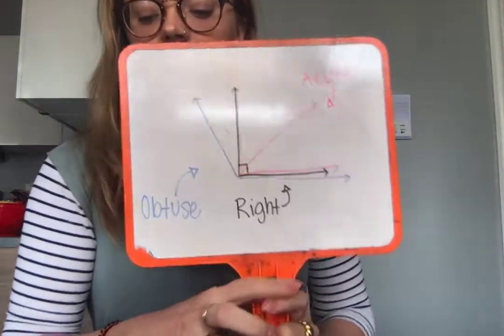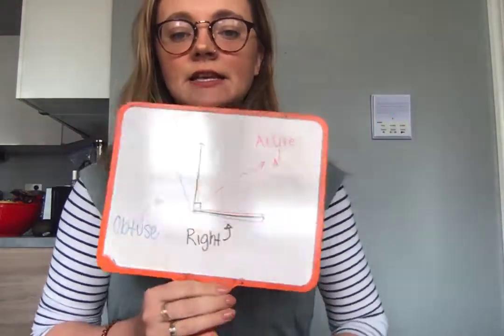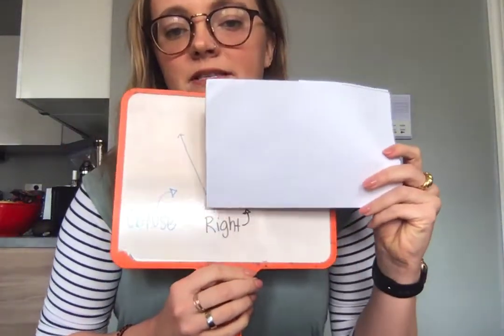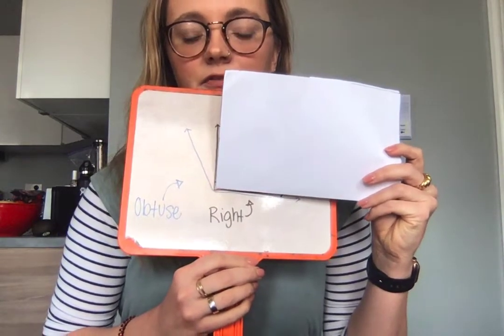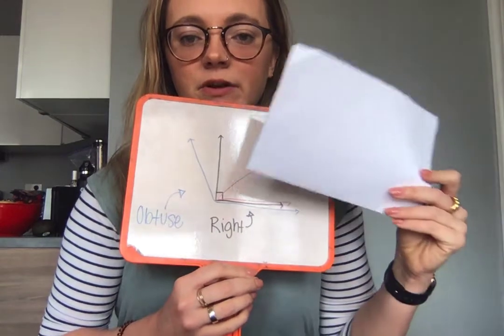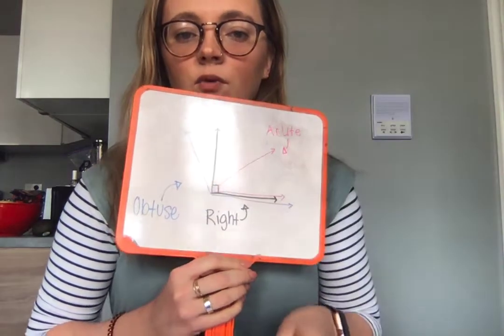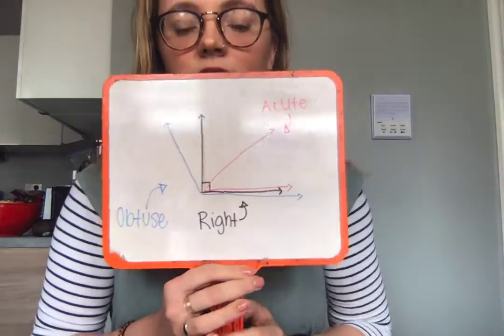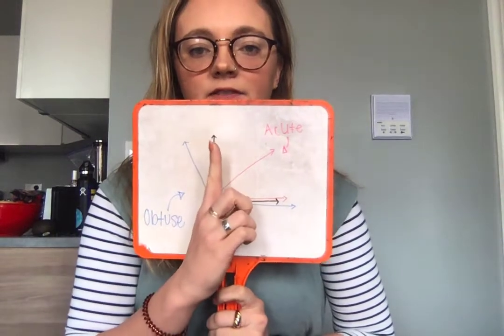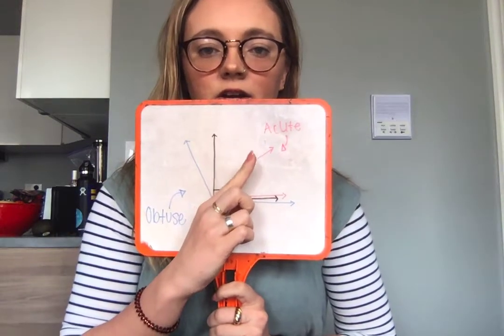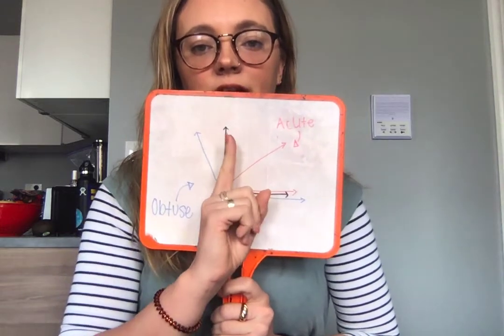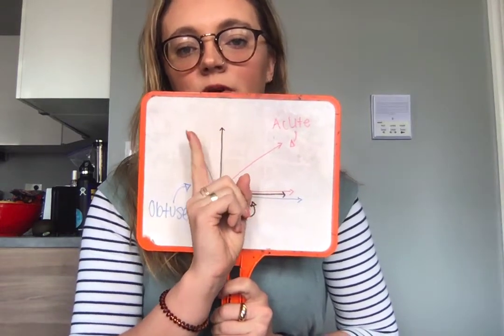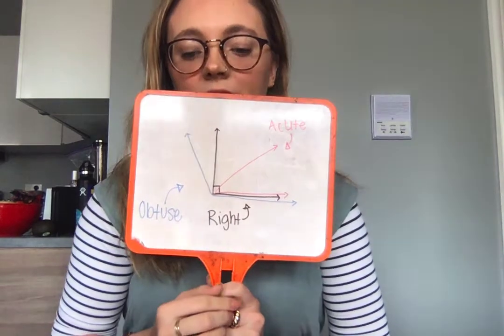So if we look here, the right angle is the angle where I could put a piece of paper right in its corner and both of its lines would line up perfectly. That's how you can determine if it's a right angle. When I say an acute angle is smaller than a right angle, that means that it falls anywhere in between here and here. An obtuse angle is the opposite. It's going to fall anywhere bigger than the right angle.